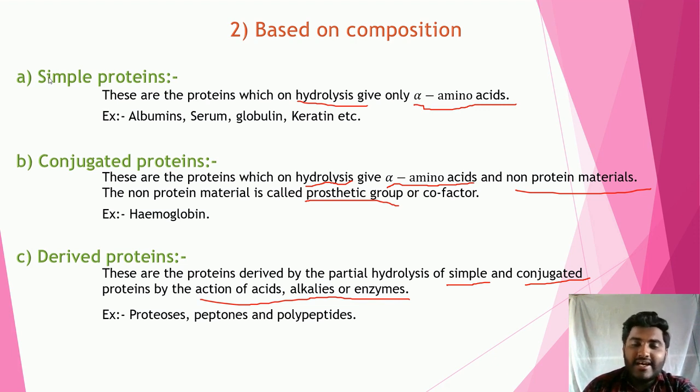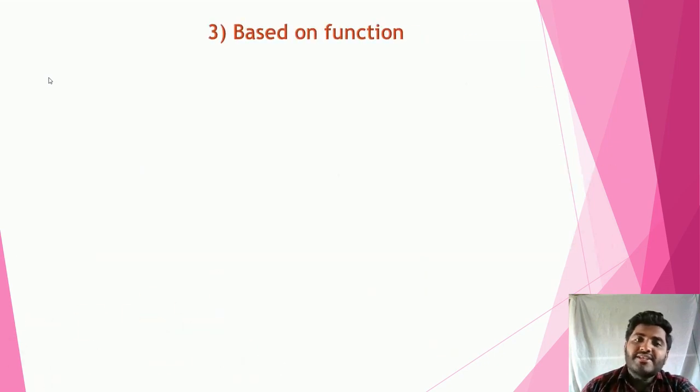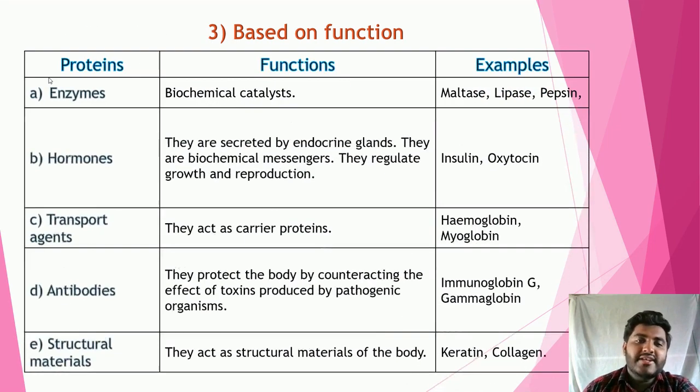First one was classification of proteins based on fibrous and globular proteins. Here, based on composition, we have simple protein, conjugated protein and derived protein. Next we will study the third classification category, based on the function, what they are doing. Based on that, four classifications are there for you.